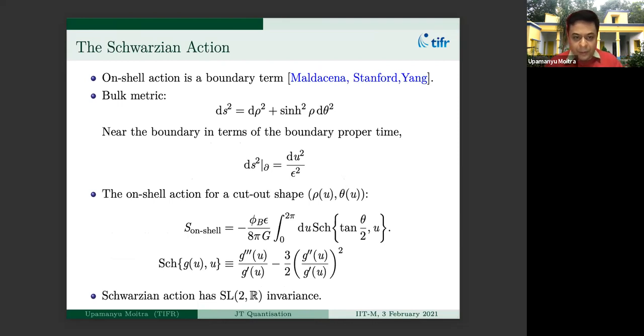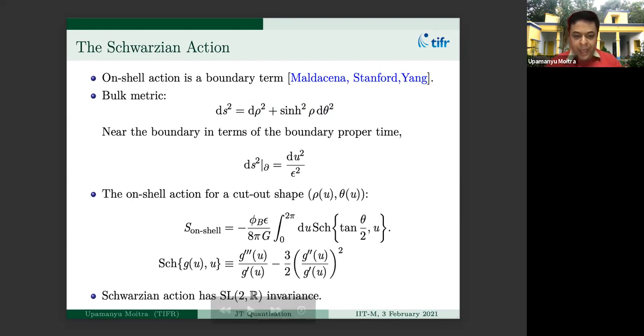And now let me talk about the Schwarzian action. On shell, the JT action is actually a boundary term. The resurgence of interest in the JT model began with some work of Almheiri and Polchinski, but most significantly with a seminal 2016 work by Maldacena, Stanford and Yang. In this case, I'm talking about the JT model with one connected boundary. Let us take the bulk metric to be that of the hyperbolic disk. So this is the metric corresponding to AdS2.